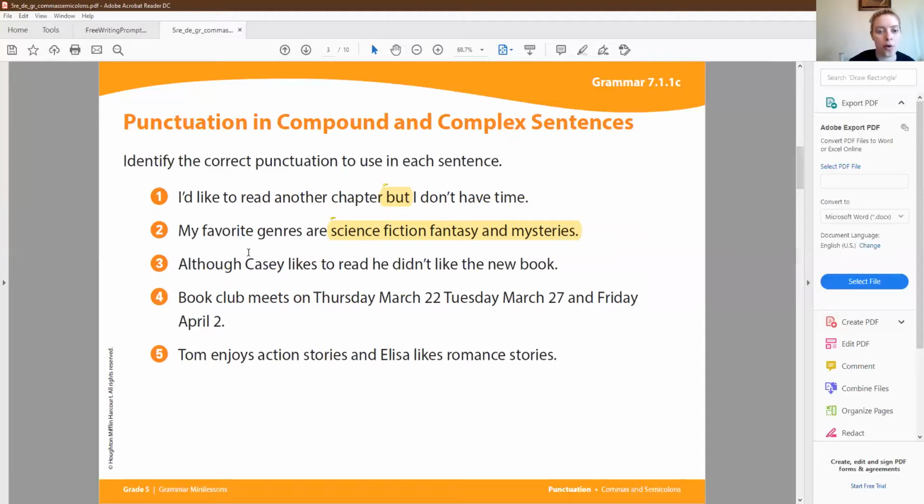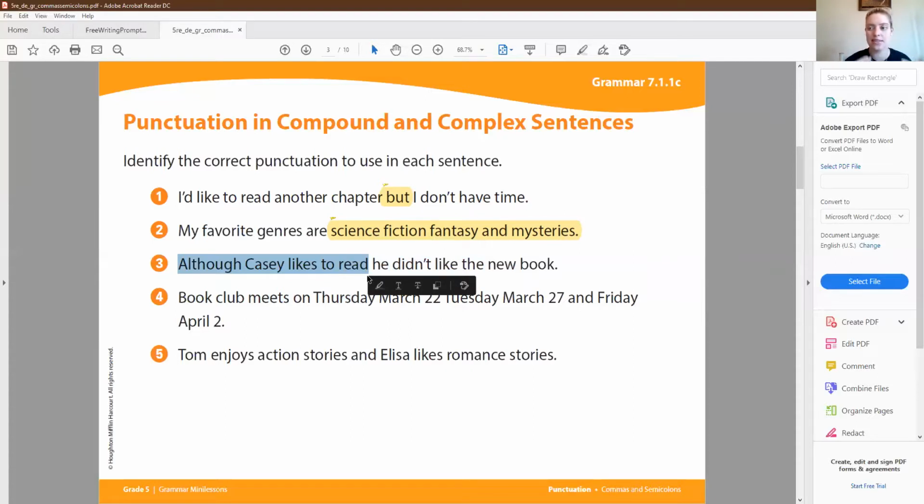Okay, so we have one part of the sentence, although Casey likes to read, and we have another part, he didn't like the new book. Okay, well, if we look at this, this is going to be an example of a complex sentence, because although Casey likes to read, although Casey likes to read what?